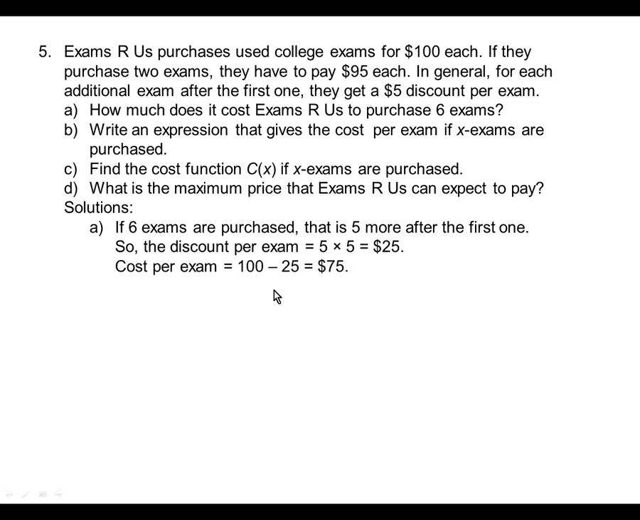So the cost per exam is going to be $100 minus $25. Okay, remember, it starts off with 100, says so right there, and you're getting the $25 discount per exam. So you're going to pay $75 per exam, and you're buying 6 of them. So the total cost is 6 times 75. It's $450. So Exams R Us will give you $450. Notice it seems like they should give you an extra $5 every time you brought in more than one.